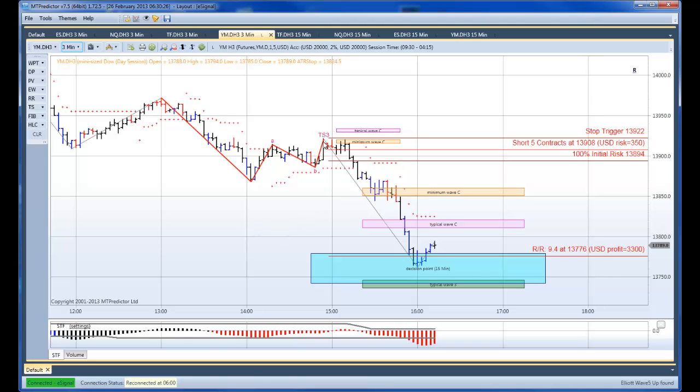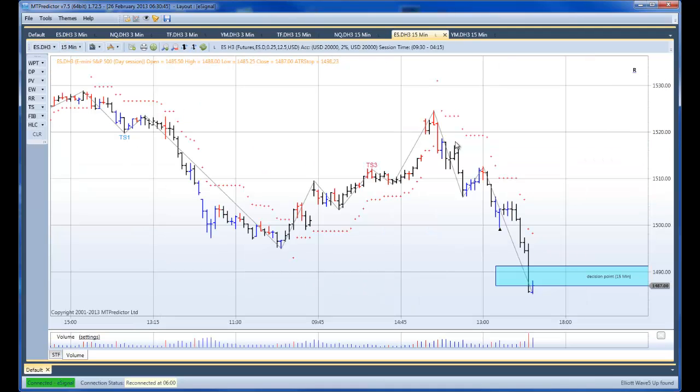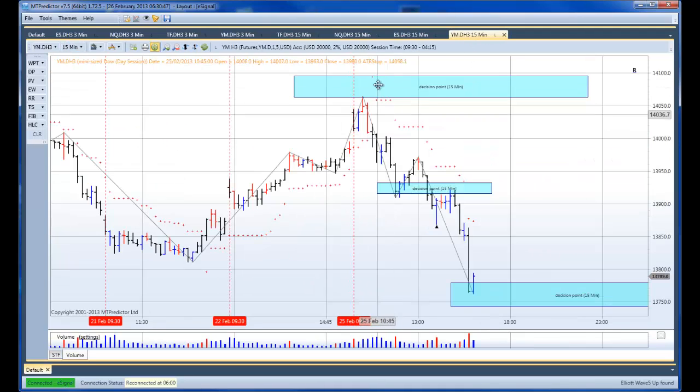So this was an absolutely amazing trade on the YM later on that turned an initial risk of approximately $350, again using correct position sizing, into a profit of approximately $3,300, or a 9R profit, or 9 times initial risk. So this is a good example yesterday of how MTPredictor can be used, particularly when you set the larger degree support zones on your 15-minute chart.